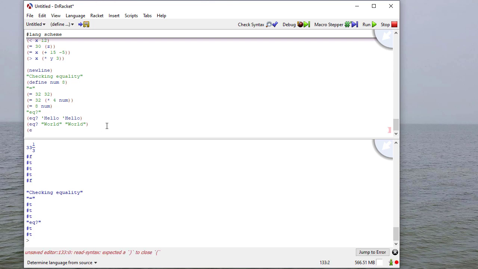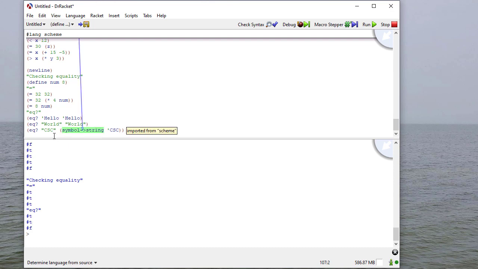So let's try an even more difficult case. What about equal CSC and symbol to string CSC? And notice that's false. Now, those are both going to be the same string. This evaluates certainly to this string, but remember they're not the same instance of the string in that case. Here they are because there's 2 string literals, and so those do evaluate to the same.